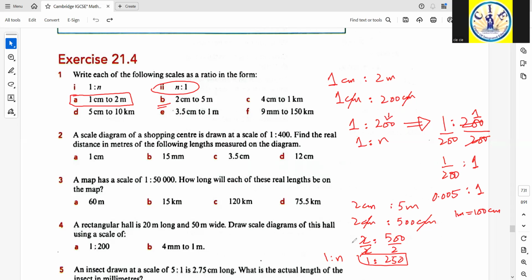Okay, now to convert it in the form n ratio 1, for the second part, the number is 1 ratio 250. So we need to divide both sides by 250 so that this can be cancelled, and 1 by 250 would give us 0.004 ratio 1. So that is the form n ratio 1.